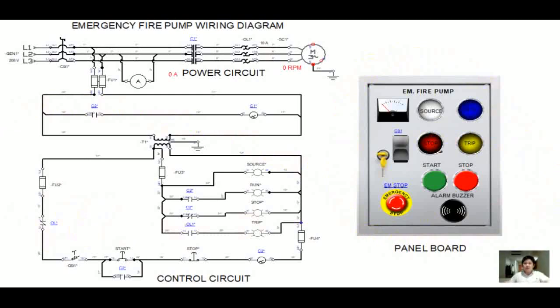I will not discuss how to create this panel board here, because this is another topic. Anyway, if you are eager to learn how to create this panel board, there is a tutorial also on YouTube. Some other time, if I have time, I will explain also how to create this panel board. Anyway, we have here the ammeter, the lamp for the source, the lamp for run indication. We have the circuit breaker, which is CB1, this one. We have here the lamp for stop indication, the lamp for trip indication, the start button and stop button, and the emergency stop and the alarm buzzer.